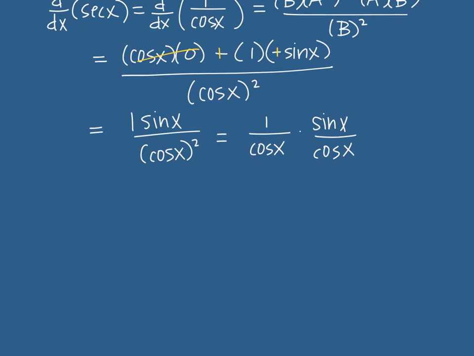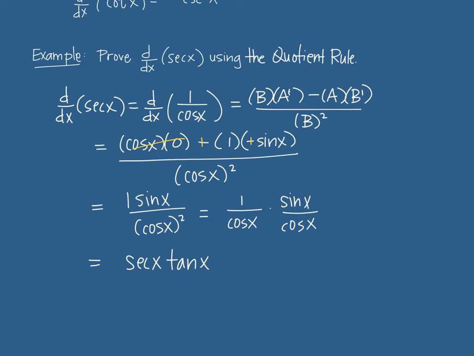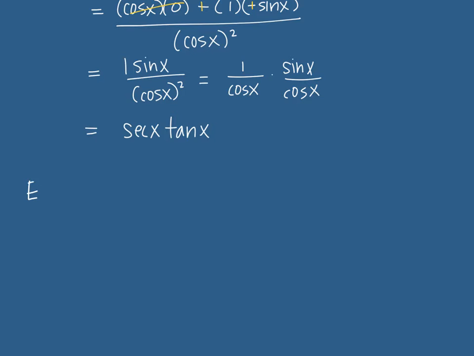And then this comes down to what those are in their identities. All right, so what's 1 over cosine? Secant. And what is sine over cosine? Tangent. And that's the end of the proof. And so we have just proved that the derivative of secant is secant itself times tangent. That is the proof of the derivative of secant. And so again, as part of your homework, you'll be proving the other.